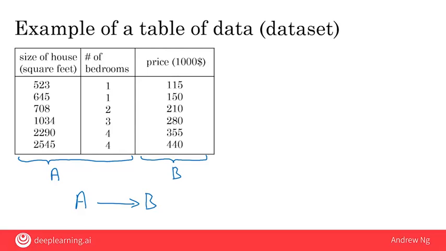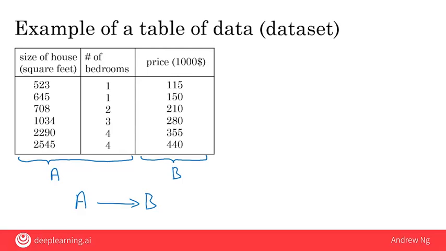Data is often unique to your business, and this is an example of a data set that a real estate agency might have if they're trying to help price houses. And it's up to you to decide what is A and what is B, and how to choose these definitions of A and B to make it valuable for your business.